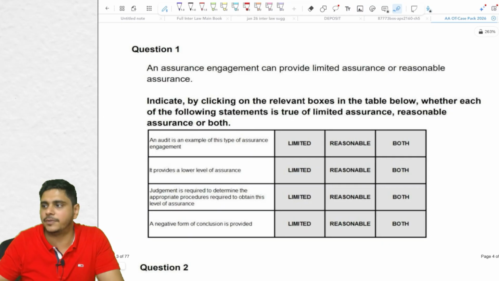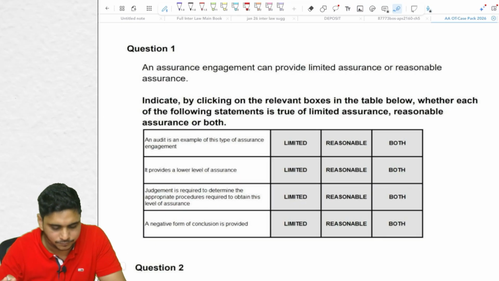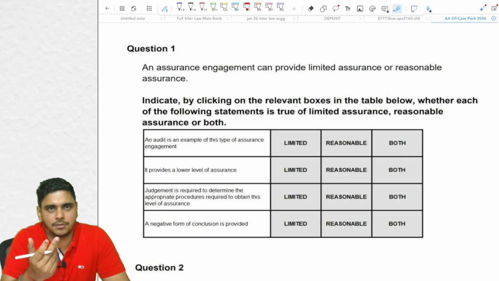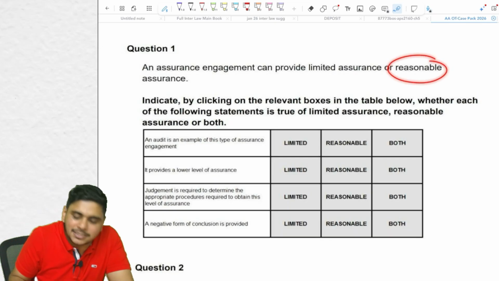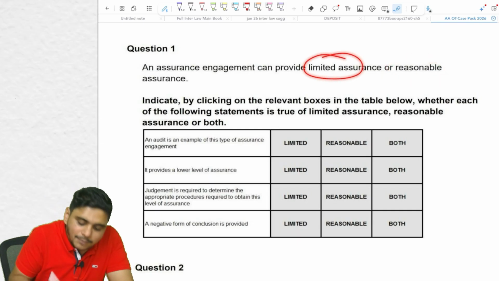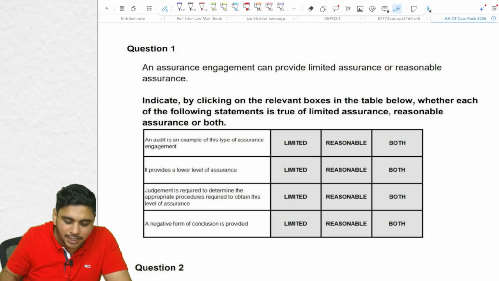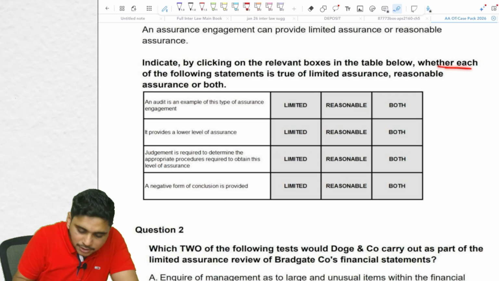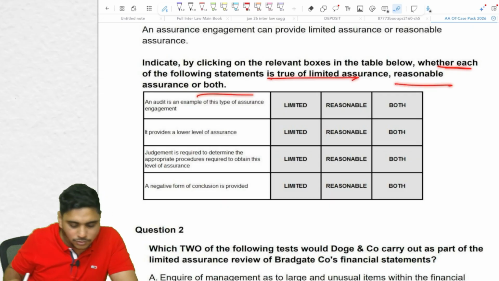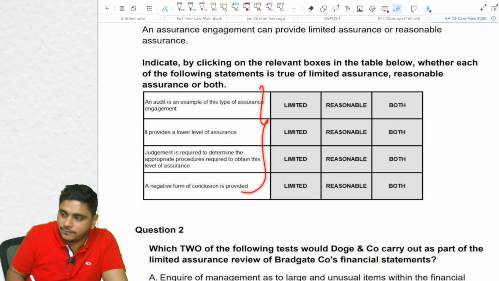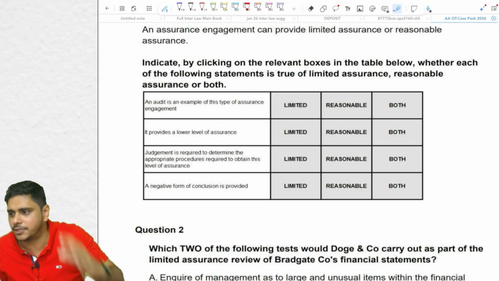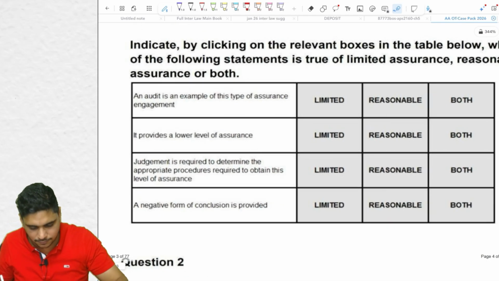So, a question like this will be there in your exam. An assurance engagement can provide limited assurance or reasonable assurance. Correct. So, audit basically provides reasonable assurance. Review provides limited assurance. Indicate by clicking on the relevant box in the table below whether each of the following is true of limited assurance, reasonable assurance, or both. So, basically, this is the question. You have to select the correct box. Which one is correct? Take 2 minutes. I will also read.